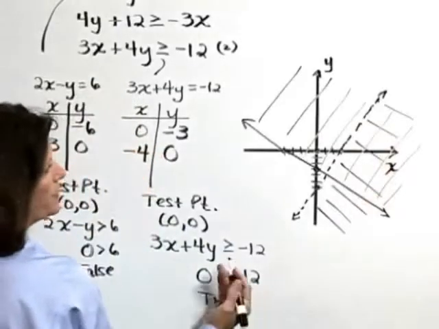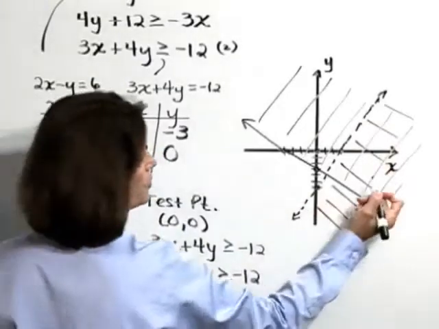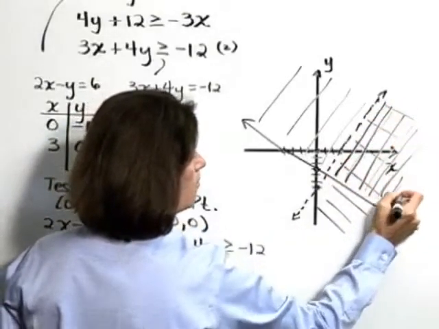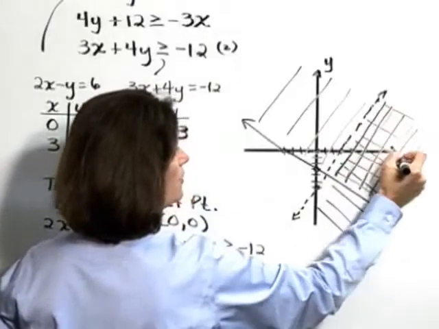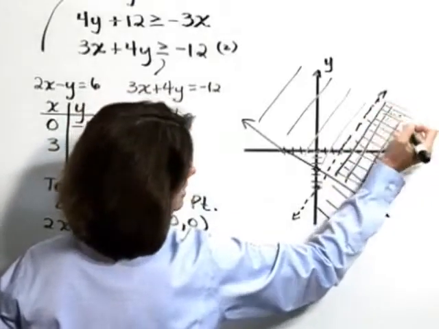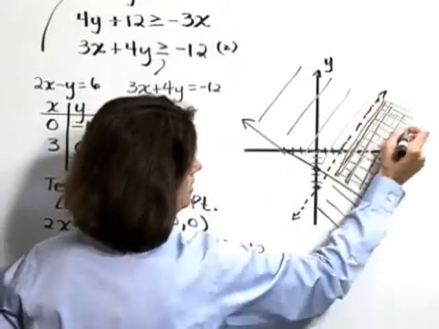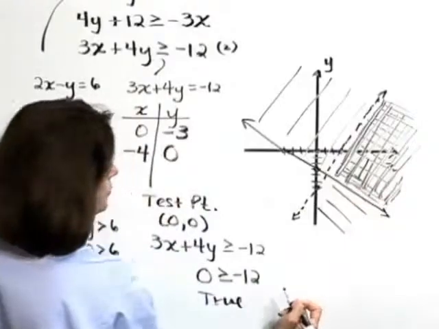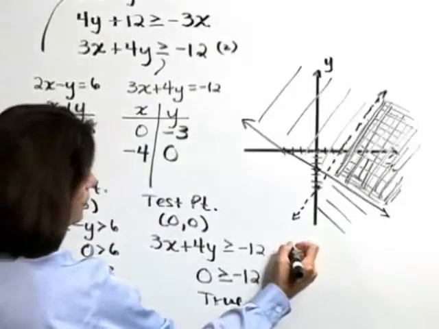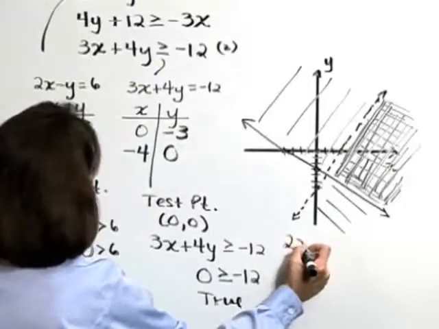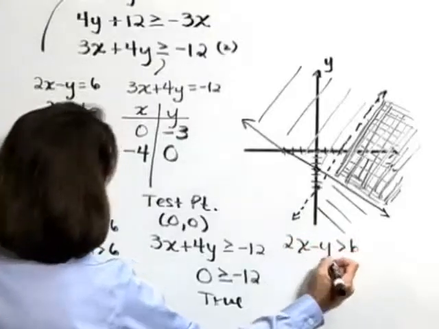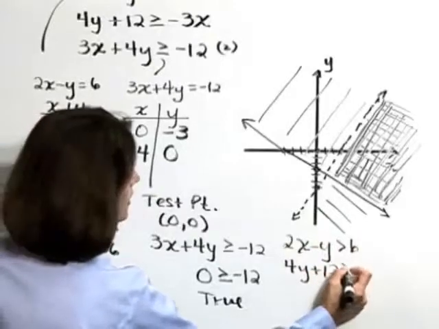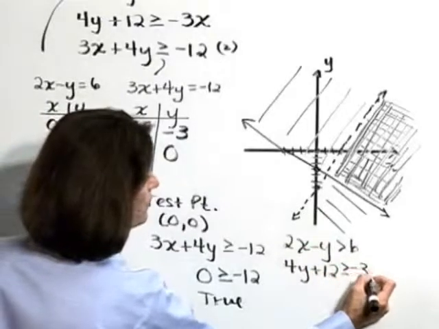Now, as a solution to the system of inequalities, the solution region includes this area that is covered by both inequality solutions, this area of intersection of the shading. So I want you to shade this area a bit darker, so we can clearly identify that solution region. It's the solution region for the system of inequalities 2x minus y is greater than 6, and 4y plus 12 is greater than or equal to negative 3x.